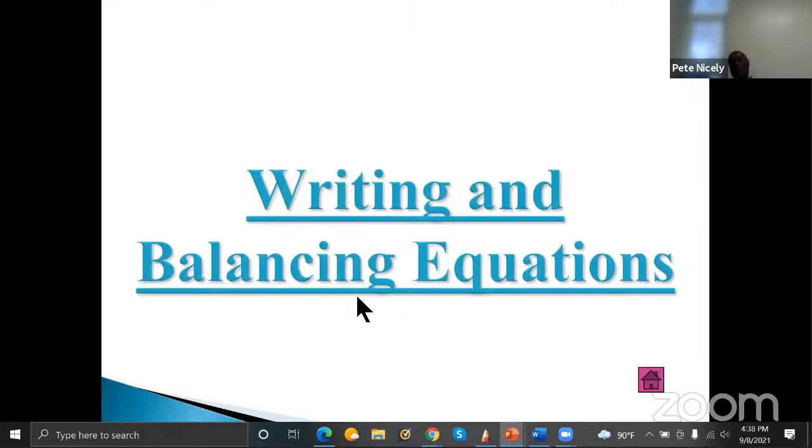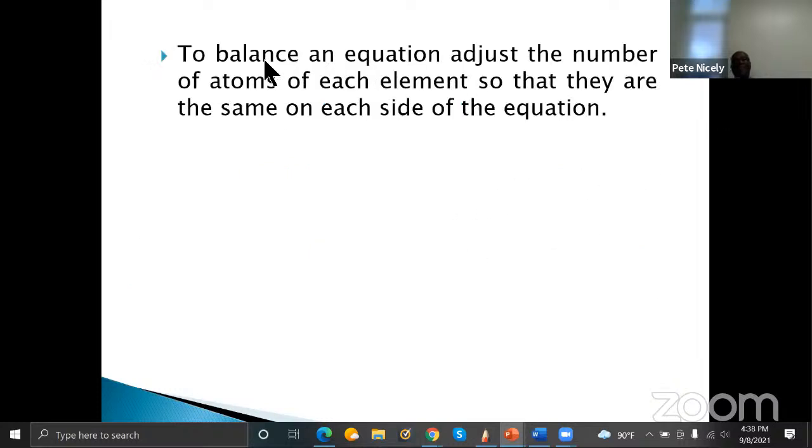Okay, so how do we go about writing and balancing an equation? Because this is a very important skill that you need to master before we can move on to other topics. How do we go about writing a balanced equation? Well, firstly, to balance an equation, we have to make some adjustments to the number of atoms of each element so that they're the same on both sides, right? As we said before, we have to indicate that atoms are neither created nor destroyed as you go from the reactants to products, all right?